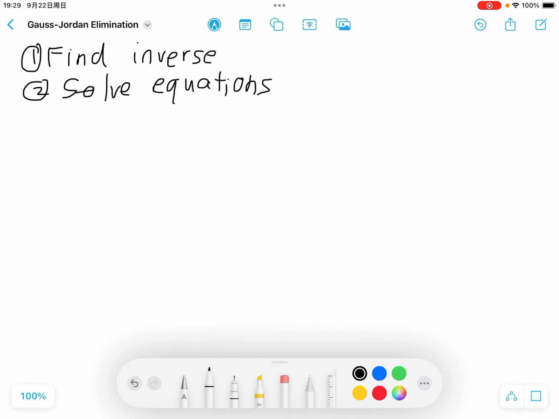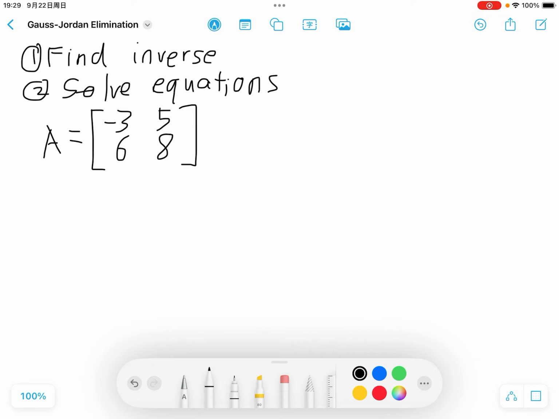So let's try out finding inverses first. Let's say we want to find the inverse of matrix A, which is a 2 by 2 matrix: -3, 5, 6, 8. Okay, so we want the inverse. And what can we do?